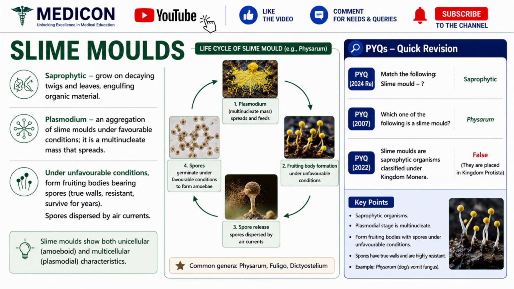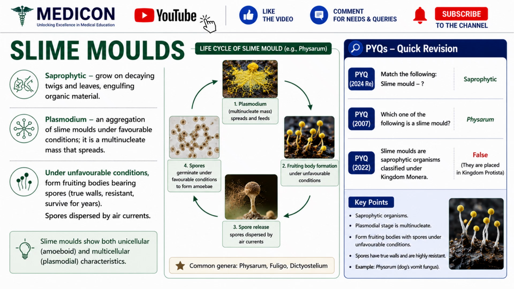Now comes the slime molds. Slime molds are saprophytic, grow on decaying twigs and leaves, and engulf the organic matter. Plasmodium and aggregation of slime molds happen under favorable conditions. It is a multinucleate mass that spreads and under favorable conditions forms fruiting bodies bearing spores. They have true walls, are resistant, survive for years, and spores are dispersed by air currents. So these are the characteristics of slime molds.